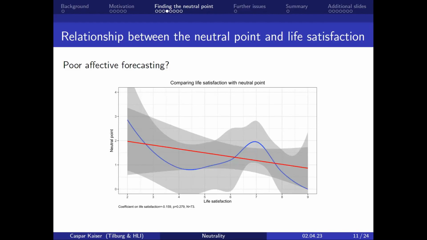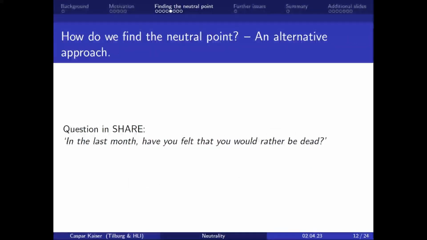The second thing to note is that if affective forecasting were a problem, I would have expected that regression slope to be sloping upwards, right? Where people who are higher up the life satisfaction scale would say that the number at which they would be neutral would actually be lower, but it's the other way around. Okay, but still, this question probably has some biases.